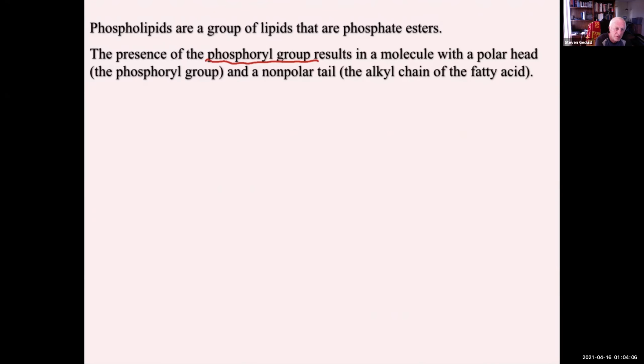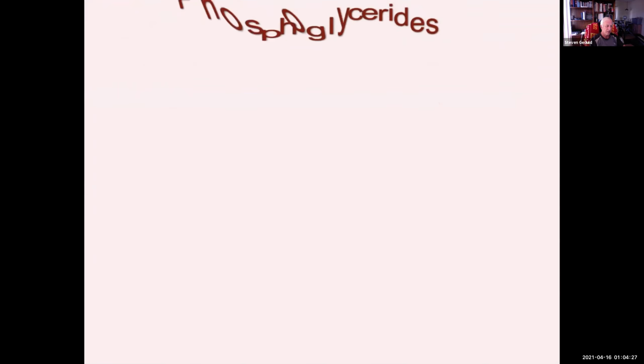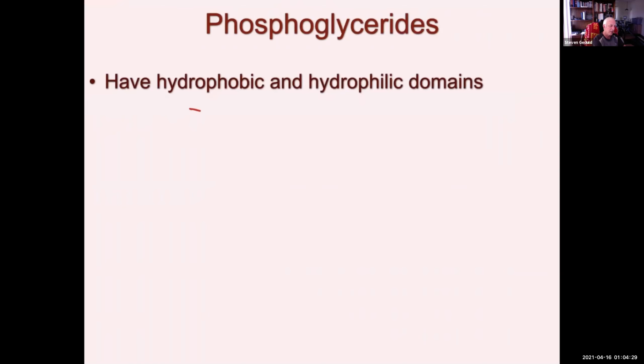So you have a polar head, which is the phosphate group, and a nonpolar tail, which is the long chain fatty acids. So you have 2 ends now, a polar end and a nonpolar end, with a phospholipid. Because the phosphate group ionizes in solution, a charged lipid results. So you get an ionic charge on that. You have a hydrophobic end, which is your long chain fatty acids, and a hydrophilic area, which is your phosphate group.